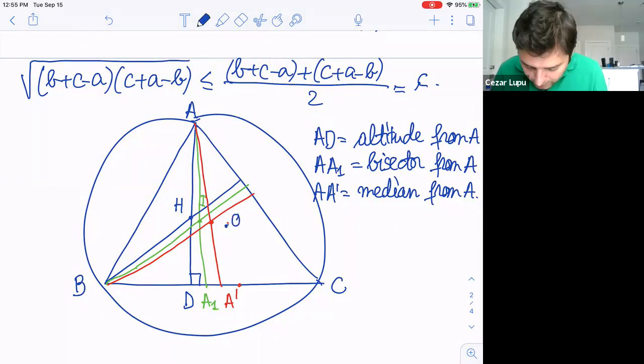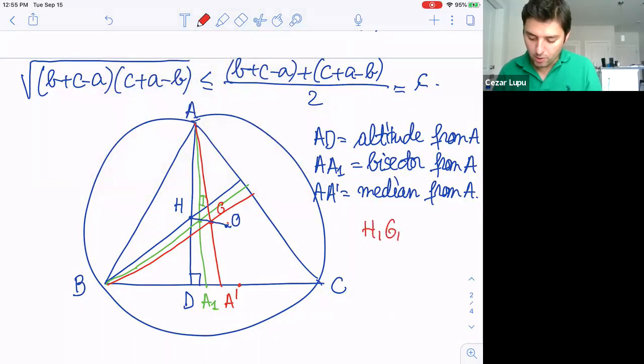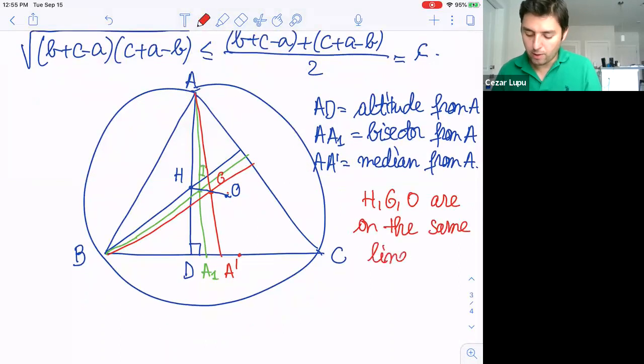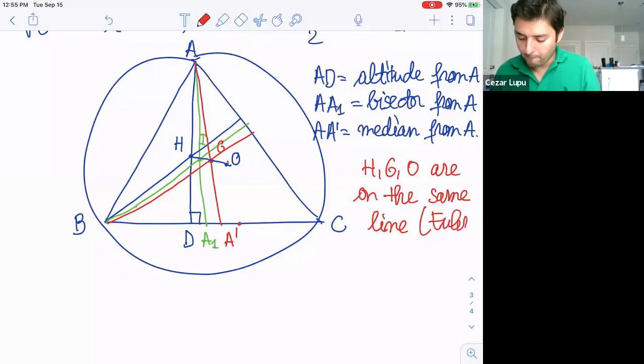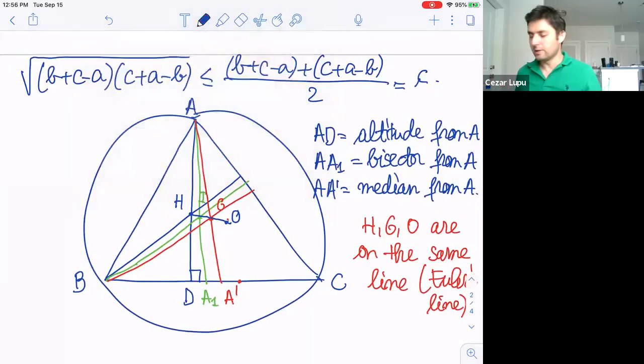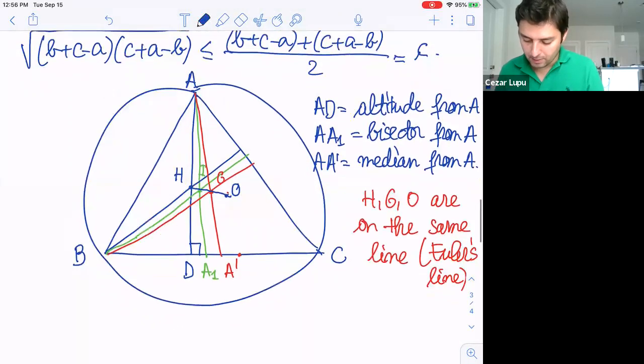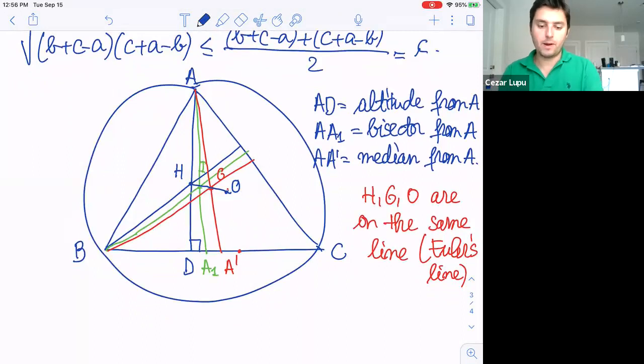O is somewhere here. Well, it says the following: H, G, and O are collinear, and this is what we call Euler's line. So H, G, and O are on the same line. Anyway, we'll see a problem where we will use this.